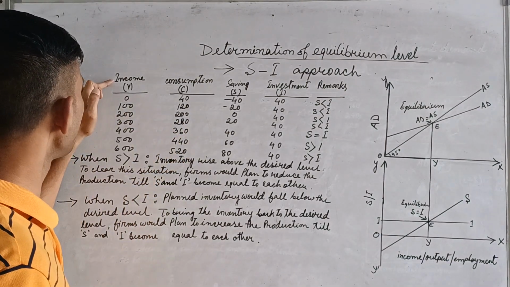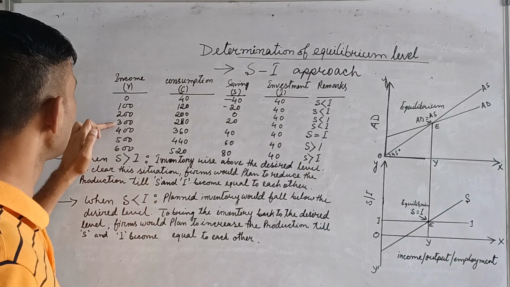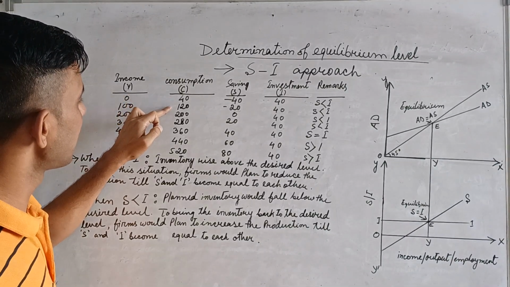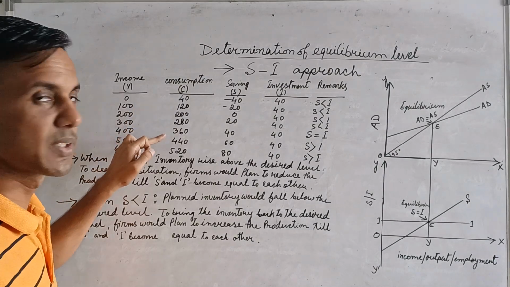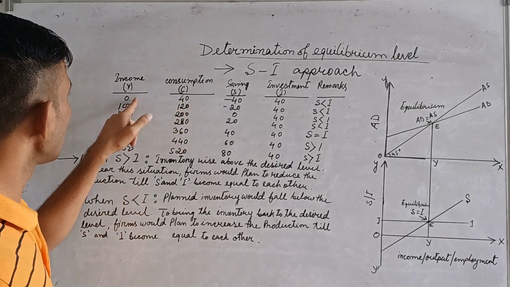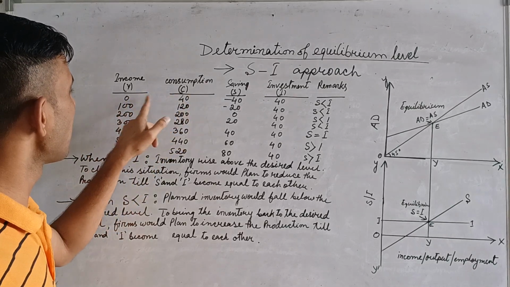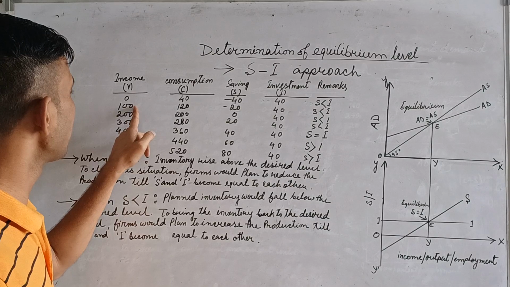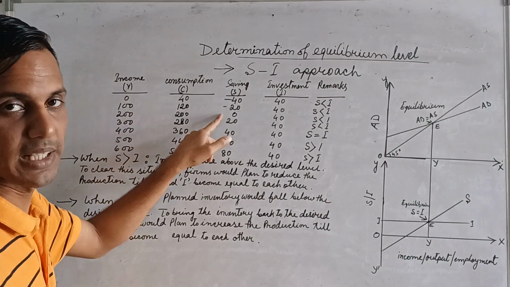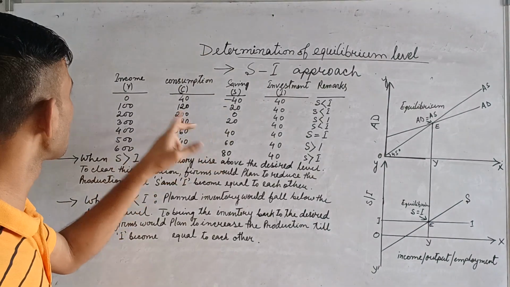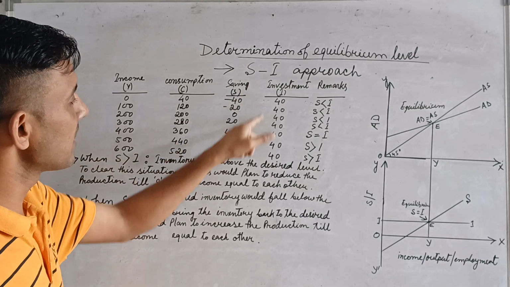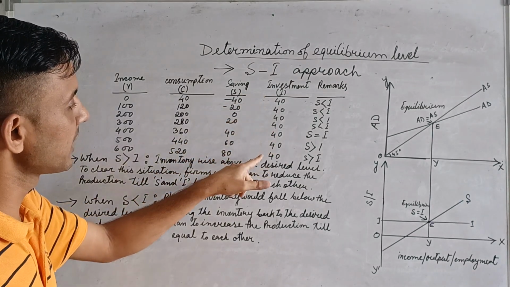Suppose I have assumed income 0, 100, 200, 300, 400, 500 and 600. Consumption 40, 120, 200, 280, 360, 440 and 520. Savings is income minus consumption. So 0 minus 40 is minus 40, 100 minus 120 is minus 20, 200 minus 200 is 0, like this. I have calculated savings from income and consumption. Then investment I have assumed 40, 40.